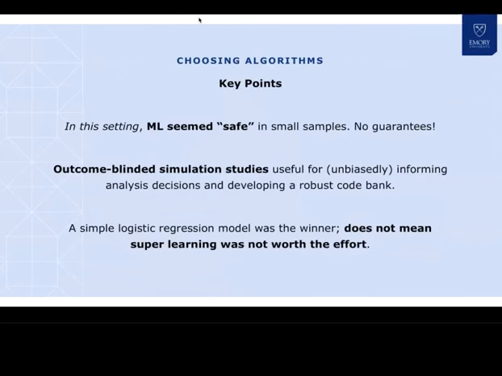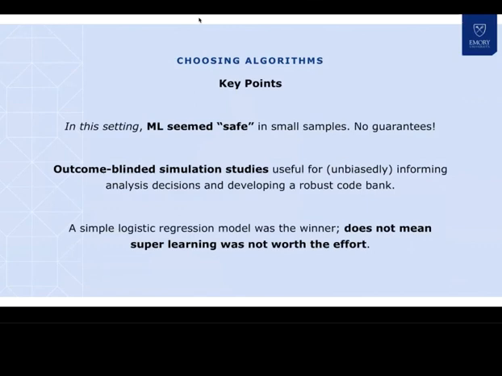Okay, so the key points. So I want to emphasize that I'm not recommending, as a rote recommendation, to always use targeted learning, always use super learning in very small samples, right? I'm really just saying in this setting where we were able to take the time to develop simulation studies, convince ourselves that this would work, it seems safe to use.